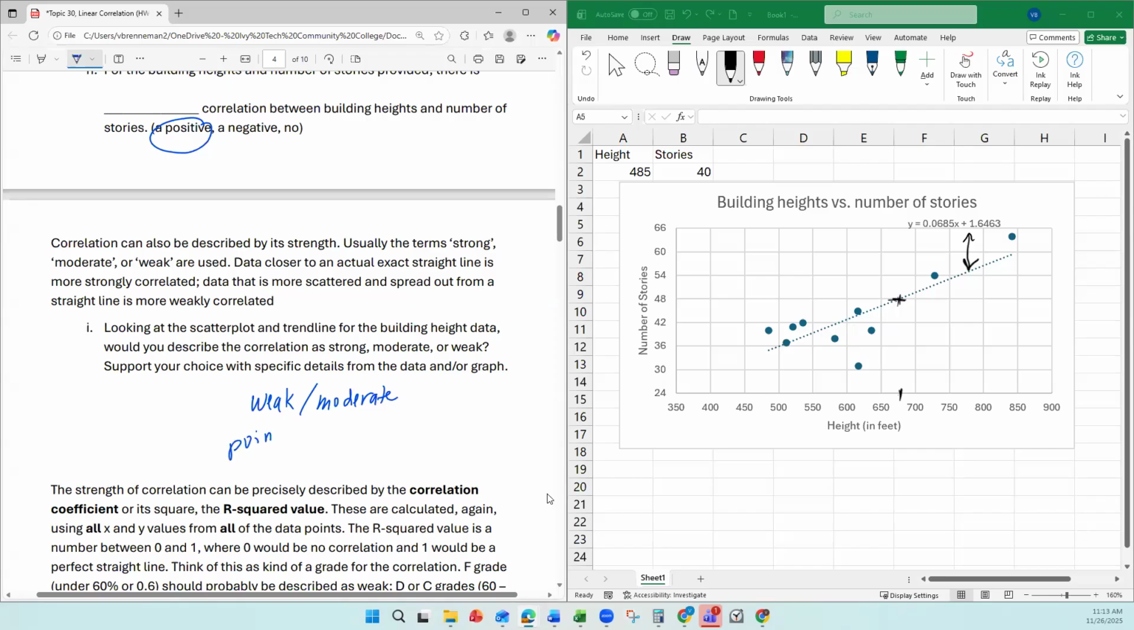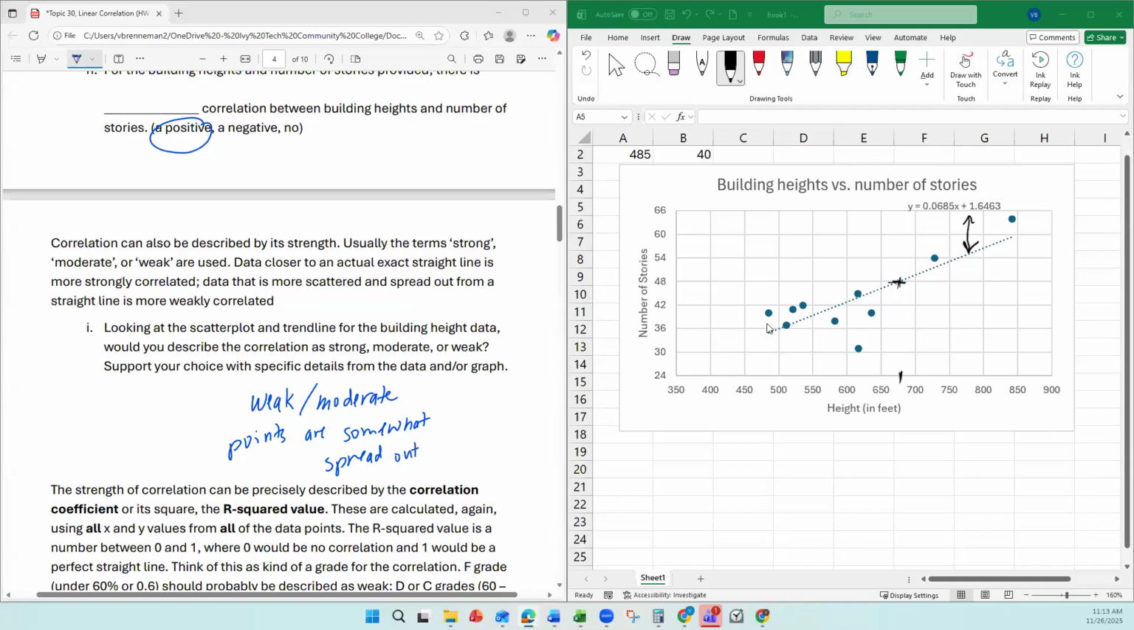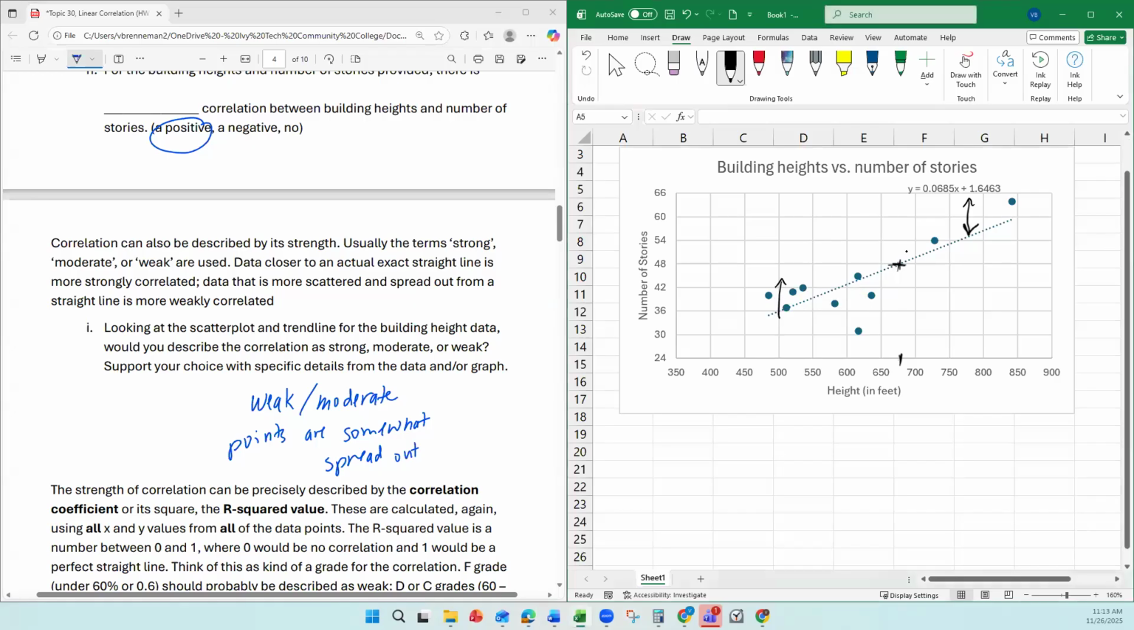So the points are somewhat spread out. You can also kind of think of this as like a margin of error. However far above and below the trend line you have to go to get to the points becomes kind of a margin of error. So this line, instead of just a line, is like this wider thing. Like for the 48, the line is at 48, but it could really be quite a distance above or below that.